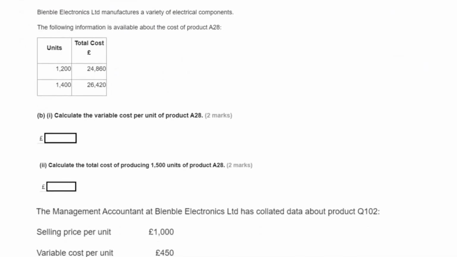Next then, we are given some information about Blendball Electronics Limited, who manufacture a variety of electrical components. We are given the number of units and the total cost of those units for production. And we are asked to calculate the variable cost per unit of product A28.